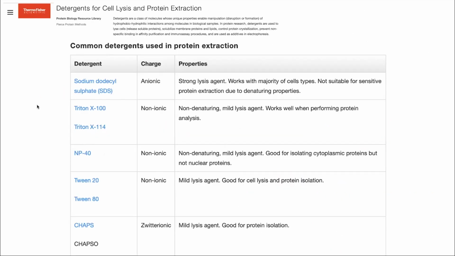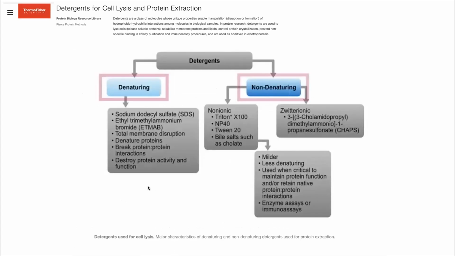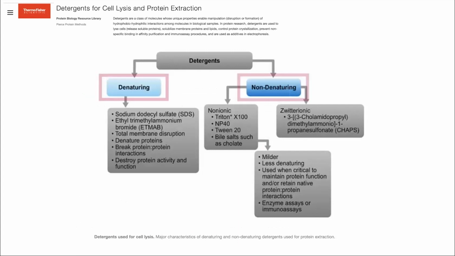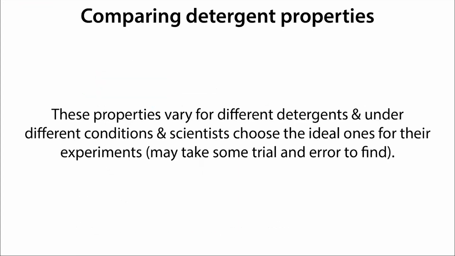Thermo has a table of some that are commonly used. So we can see that we have the SDS we talked about, which is going to be that strong one, that denaturing one, that harsh one. Then we have other ones like Triton and Tween that we might use for lysing cells and doing things where we care about the proteins. And they have a chart if you want to learn more about which ones you might use for what different purposes. Within a group, though, you can see that there's a lot of different ones that can be used. Some of it's just going to depend on what that protein likes, and so you might need to use some trial and error to figure that out.